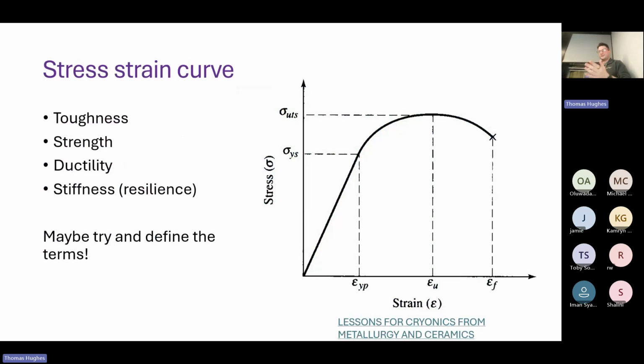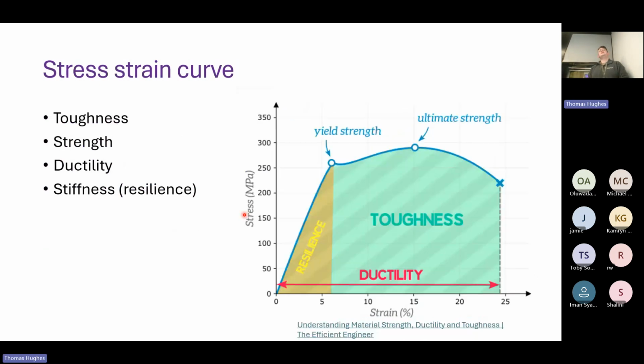So if we have a look at it like this, you can see the area under the graph is our toughness, exactly how much energy it can take before it fails. Our ductility is how much strain we can put into a material. Strain is just a percentage of how much a material is extended. We've got two different points of strength. So the yield strength is where, if you are below that and you stretch your material, it'll go back like a spring and it won't deform.